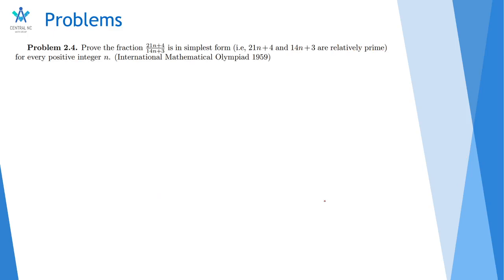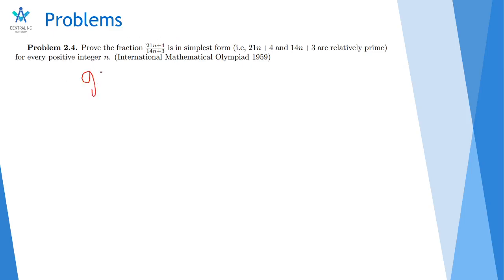Problem 2.4, the final problem. This is actually the first ever IMO problem. It's from the IMO 1959, which is the first ever IMO. And it's fairly simple with the Euclidean algorithm. So it is: prove the fraction 21n plus 4 over 14n plus 3 is in simplest form. In other words, 21n plus 4 and 14n plus 3 are relatively prime. So we have to show that the greatest common divisor of the two is equal to 1.